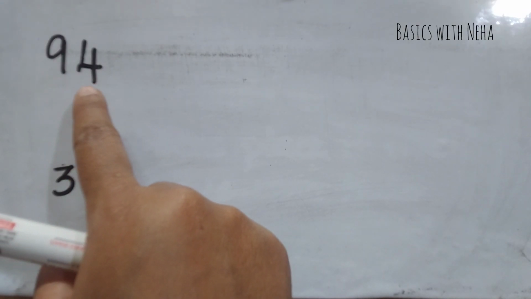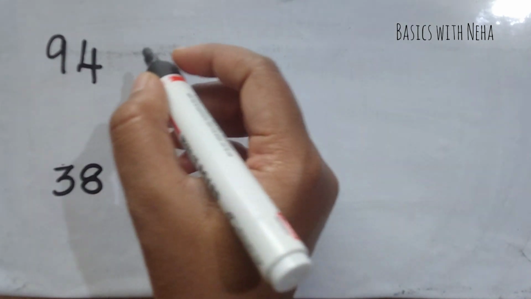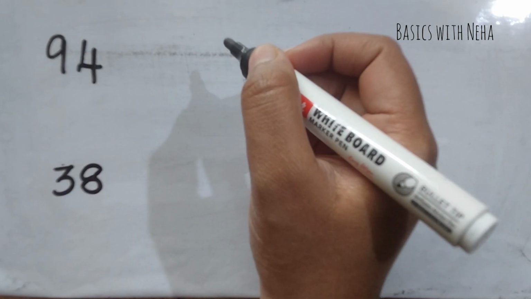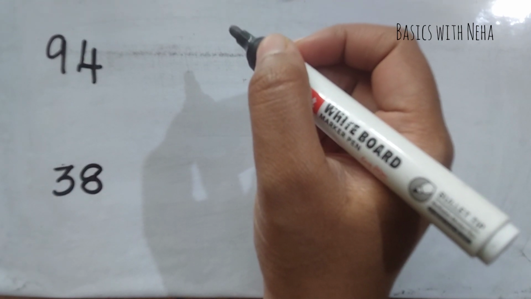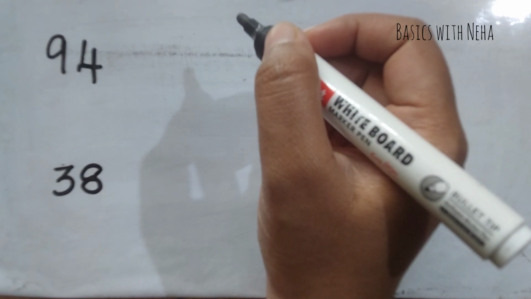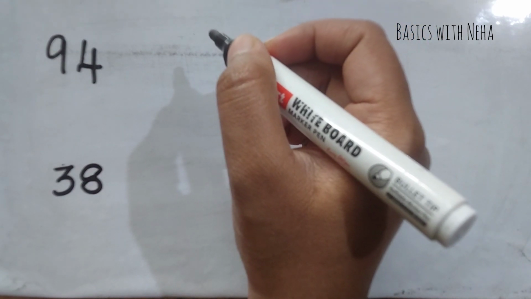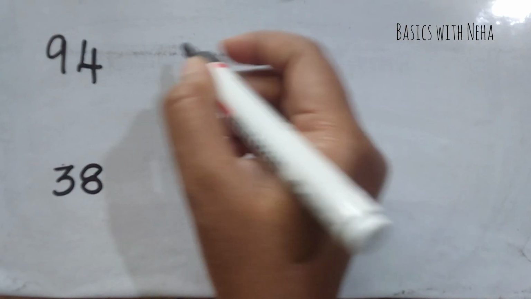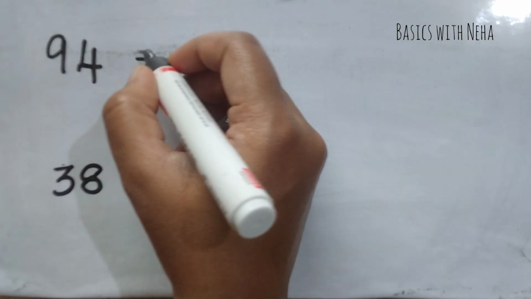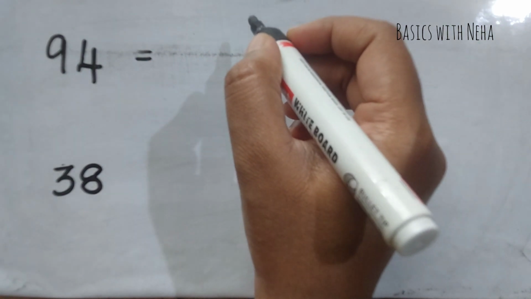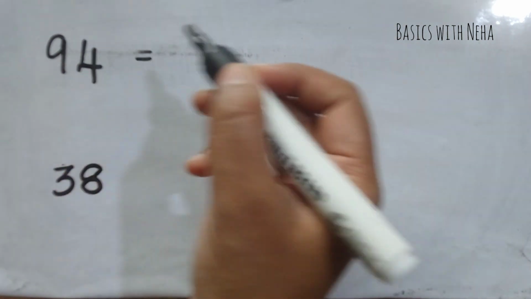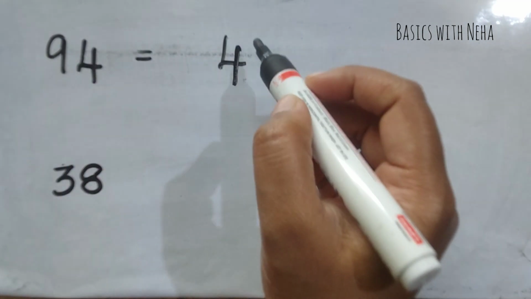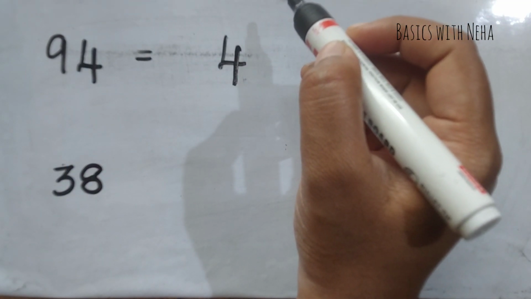The first example, 94. If we have to convert this number to a vinculum number, that means introducing a bar on a number when the number is more than 5, that is 6, 7, 8 or 9. So 4 is already a small number, so I'm going to take 4 as it is, but for 9 I'm going to introduce a bar onto it.